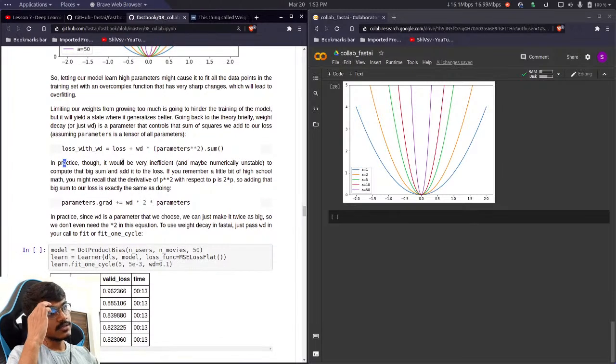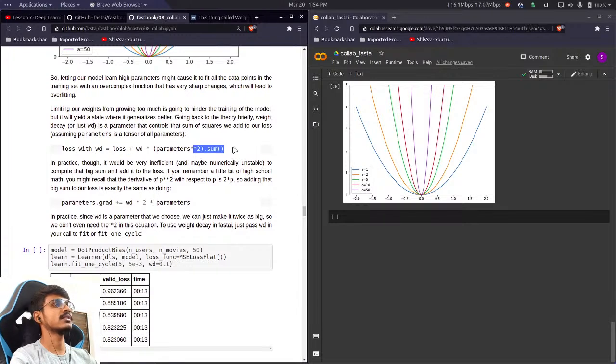So let's read on. In practice though, it would be very inefficient and maybe numerically unstable to compute that big sum and add it to the loss. If you remember a little bit of high school math, you might recall that the derivative of p squared with respect to p is 2p. So adding that big sum to our loss is exactly the same as doing this. So we don't add this squared sum, but we directly add the gradient of this term to the gradient which we got after computing the loss.